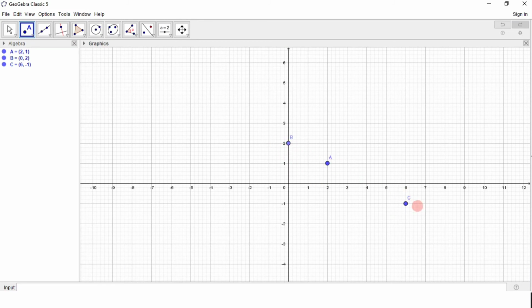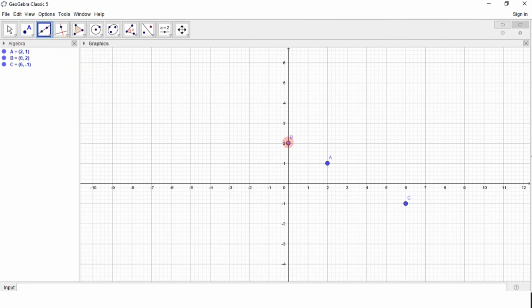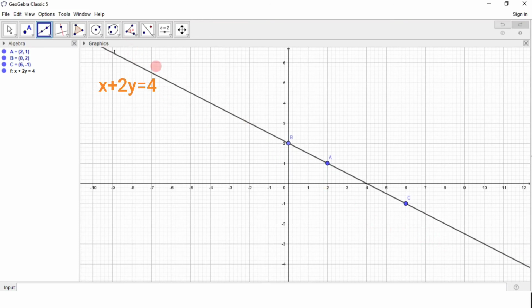We can draw one line which passes through all these 3 points. For that, choose the line option, then click on point B and then on point C to get the line which passes through all these 3 points. And this line is nothing but the graph of the first equation, x + 2y = 4. In the same way, we have to draw the graph of the second equation.